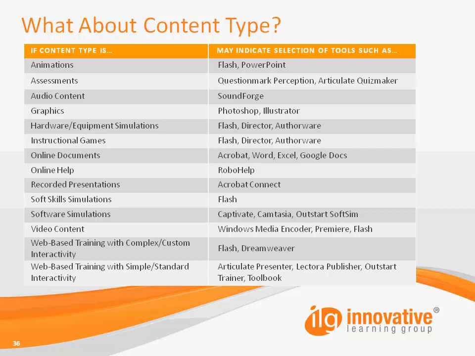How about content type? This table shows another way to go about selecting tools for use for e-learning based on the content type. So, for instance, if you're going to develop audio content, you might use SoundForge. If you're going to develop instructional games, you might use Flash, Director, or Authorware. But you can't use this chart on its own because it only tells you if a tool is good at that type of content, not whether it's good for your delivery infrastructure.